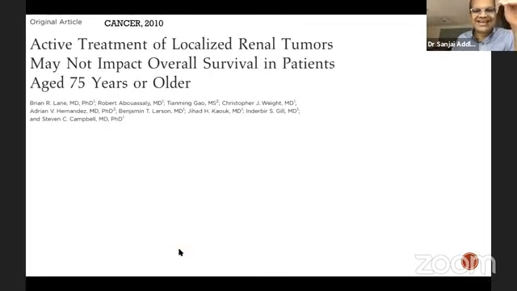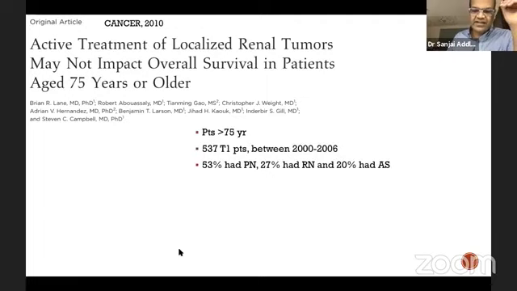This is a single institution data looking at patients who are above 75, and again comparing active treatment to active surveillance. So 537, very good number. 53% of the patients had partial nephrectomy, 30% had radical nephrectomy, 20% had active surveillance. And again, if you remember in the previous one, I said radical nephrectomy is same as active surveillance with respect to cancer specific survival. Okay, so they are the same, radical nephrectomy even at 12 years.